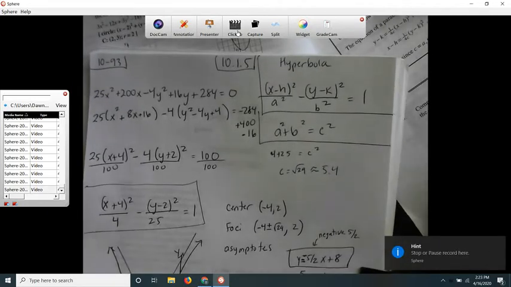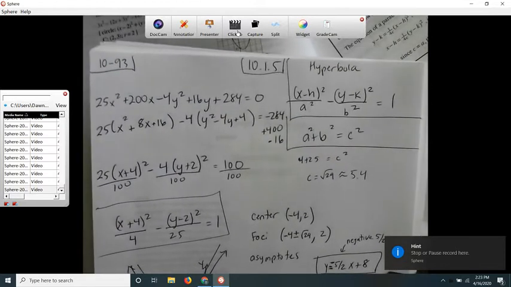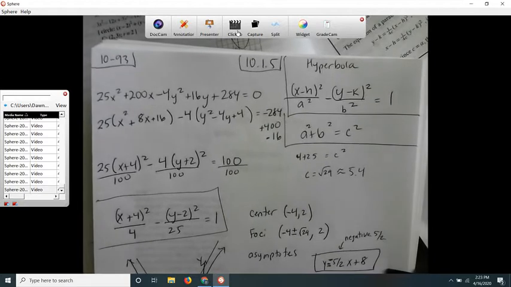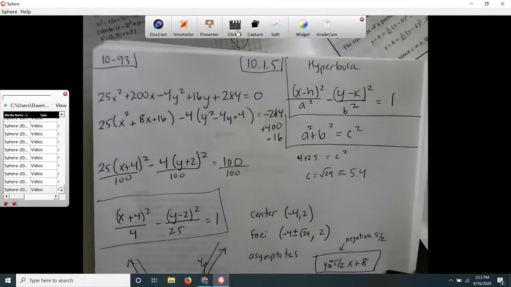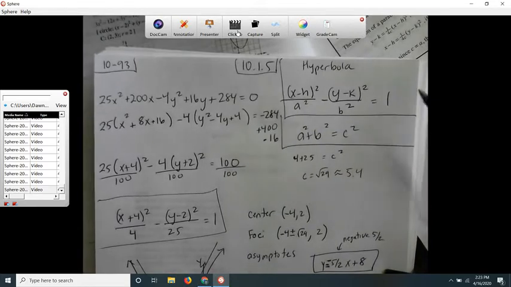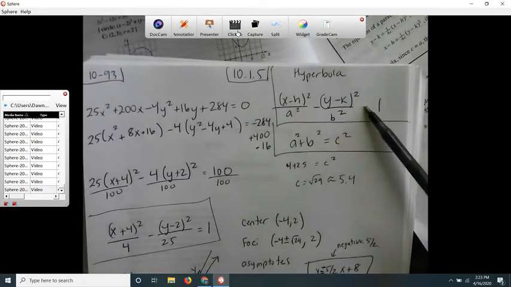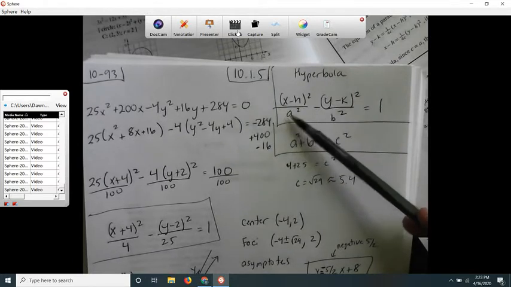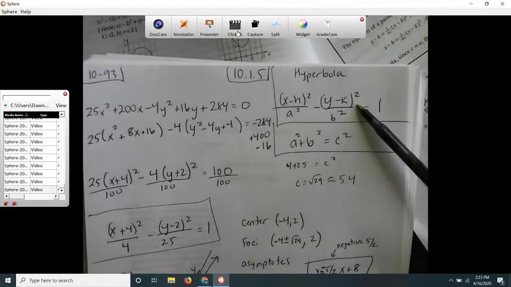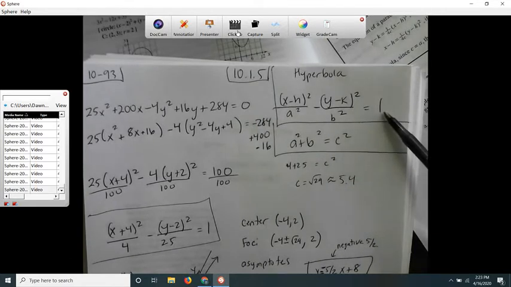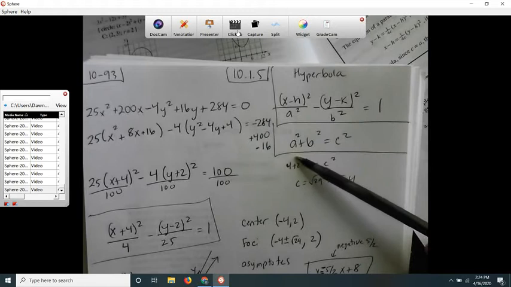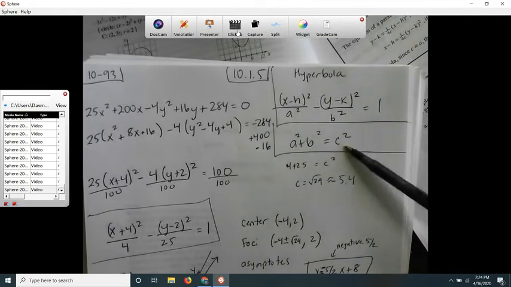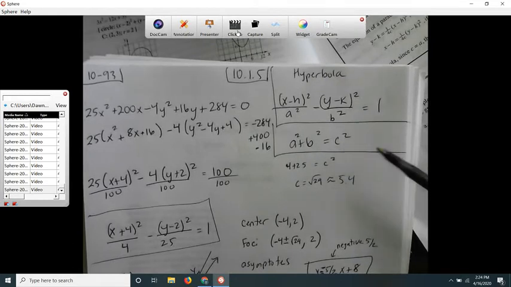Here's pre-calc, it's 10.1.5. Part 2, I was working on 10-93. We already did a parabola and an ellipse, so now we're going to graph a hyperbola. Our equation for the hyperbola is (x minus h) squared over a squared minus (y minus k) squared over b squared equals 1. And then we also learned that a squared plus b squared equals c squared, so we'll need that to help us find the foci.